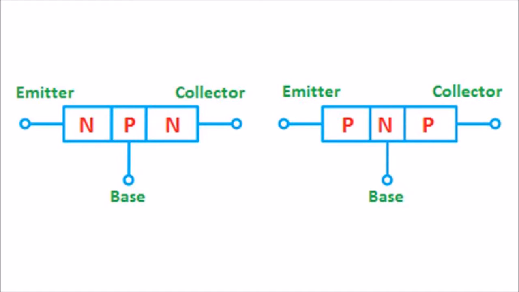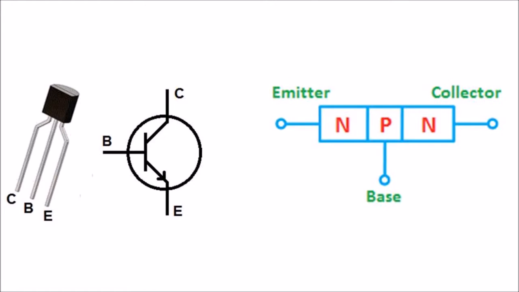The circuit symbol and the diode analog of the transistor are shown in this figure. In this figure it is shown that the electric current always flows from a P region to an N region. The NPN transistor is made up of three semiconductor layers, one P-type semiconductor layer and two N-type semiconductor layers. The P-type semiconductor layer is sandwiched between the two N-type semiconductor layers.